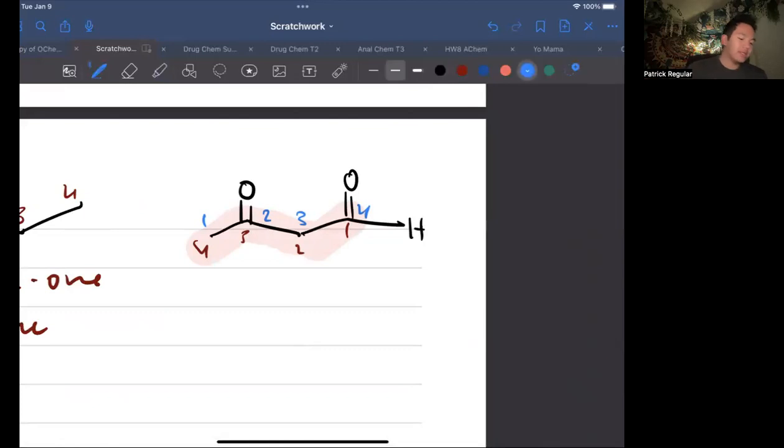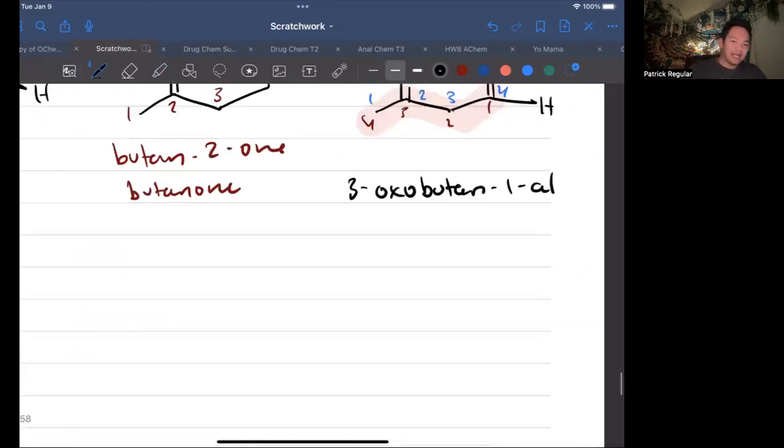So now, if I know the suffix for aldehyde is -al, and the suffix for ketone is -one, as in ketone, what's the prefix? Because right here, I see a branch. Well, the prefix is going to be this, oxo. 3-oxobutan-1-al. This would be the name. Now, let's kick it up a notch.